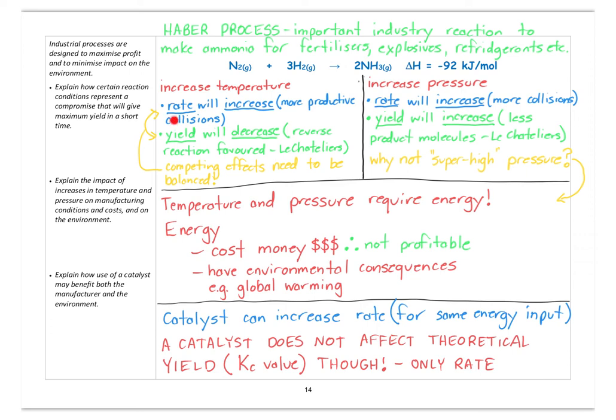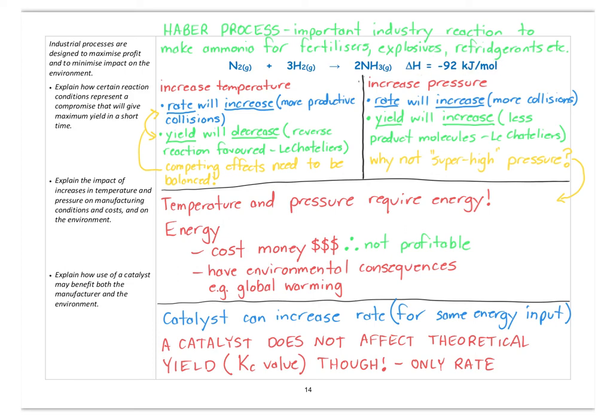So let's think about if we increase the temperature of this reaction. Well, if we increase the temperature, the rate will increase because we'll get more productive collisions. Yay, that's good. We want to make this stuff faster. We want a faster rate. That's good. However, the yield will decrease because it's an exothermic reaction, so it gives off heat.